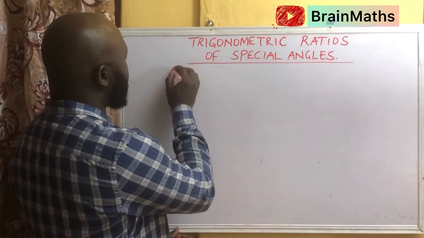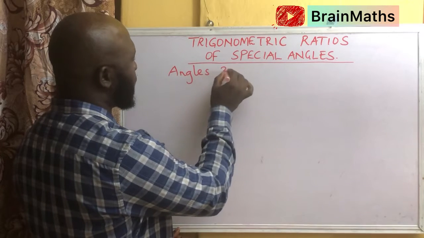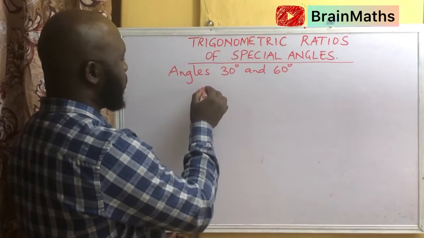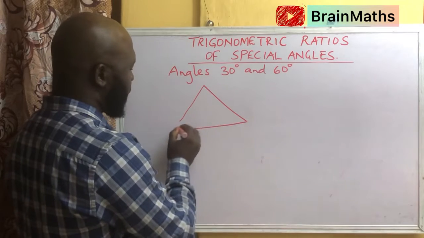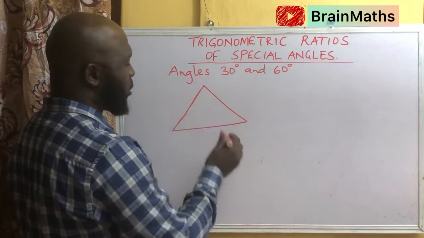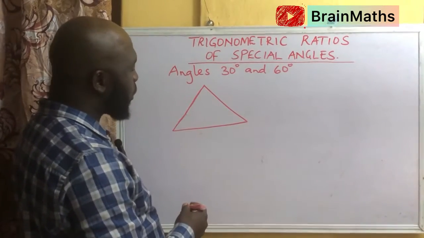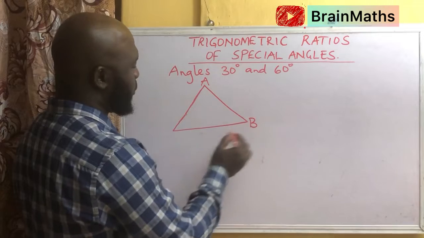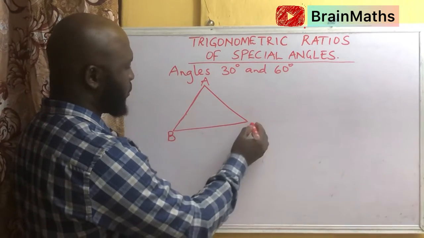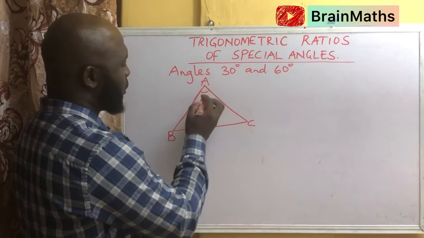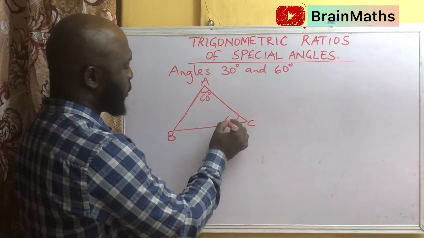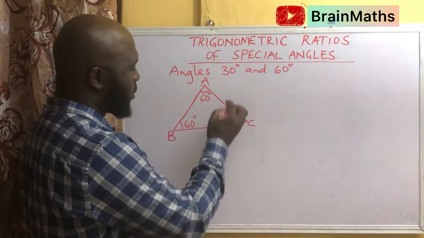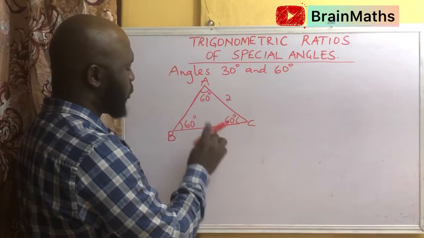Now let's look at angles 30 degrees and 60 degrees. So to show this, we are going to take an equilateral triangle. An equilateral triangle is a triangle that has all its sides equal and all its angles equal. And if this is A, B, C, this angle will be given as 60 degrees, 60 degrees, 60 degrees. This side is 2 centimeters or 2 units. Let's just use 2 units.